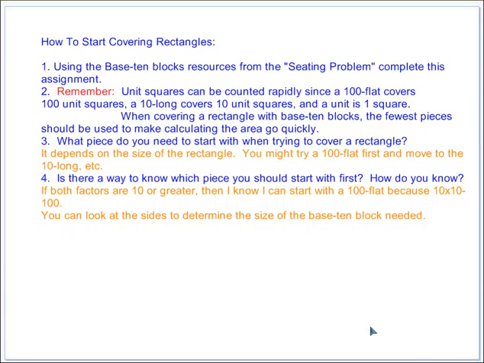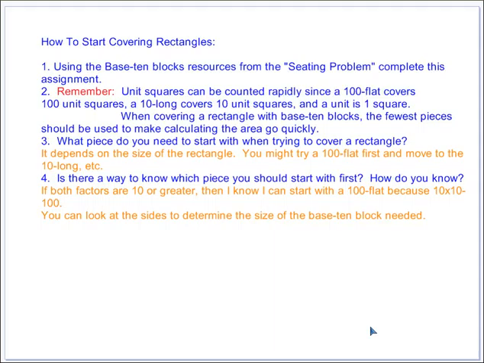And now we're going to practice making our area models and arrays with the base 10 blocks to represent multiplication in this assignment. Here are some steps on how to start, and you can use these as you do all of the rectangles: start with the base 10 blocks resources from the seating problem to complete this assignment. You should already have downloaded the base 10 blocks and cut them out so we're ready to use.